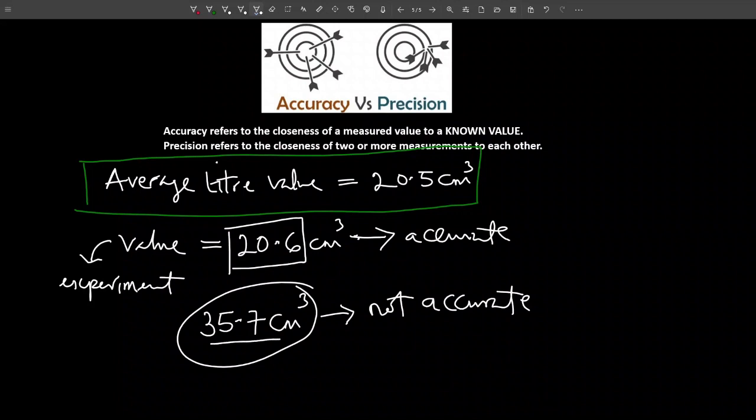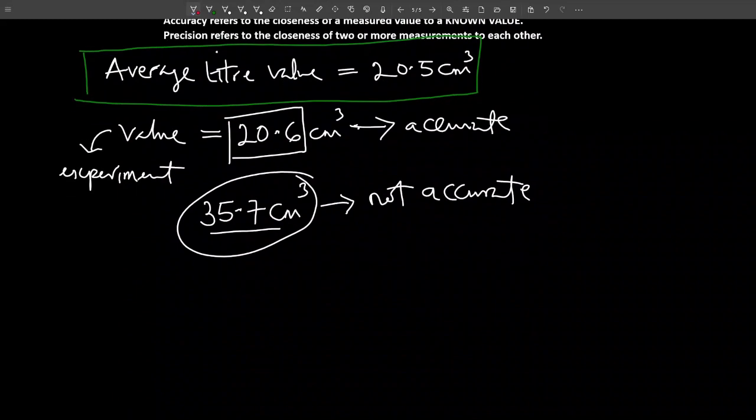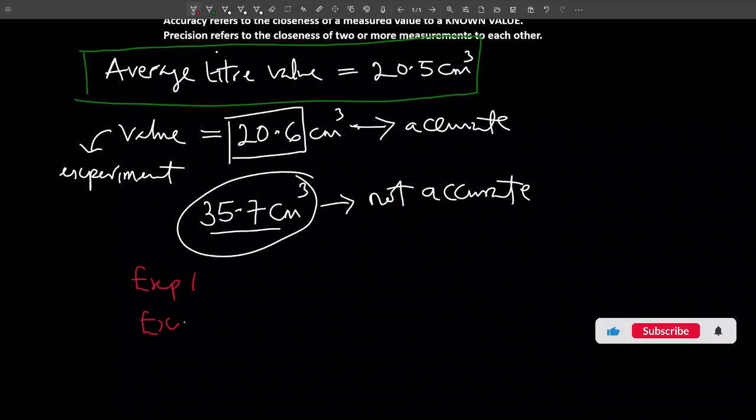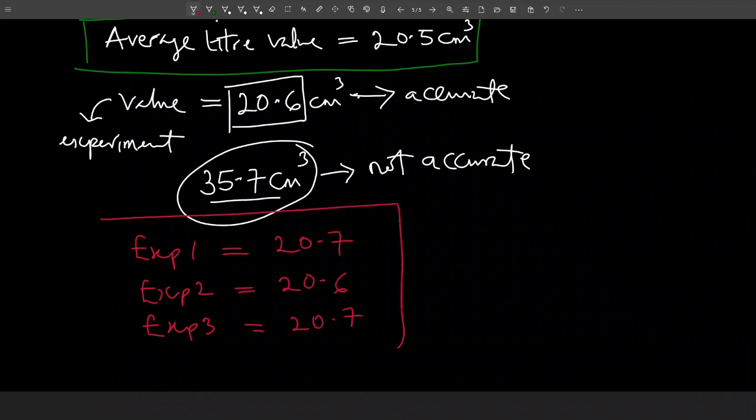Let's talk about precision. Precision refers to the closeness of two or more measurements to each other. Now, there's a difference between accuracy and precision. We're not comparing our value to the original value or to a known value. We're comparing our experiments with themselves. Let me assume now that I performed my experiment 3 times: experiment 1, experiment 2, and experiment 3. These are my experiments.